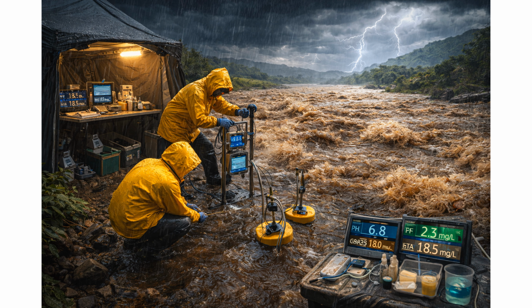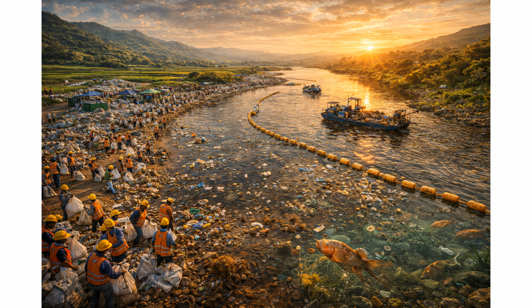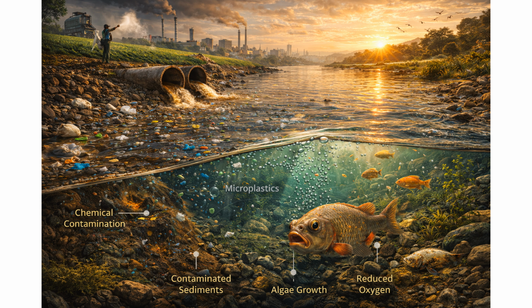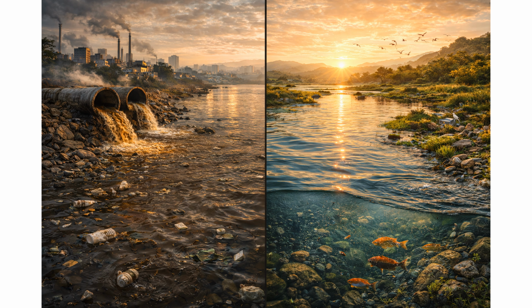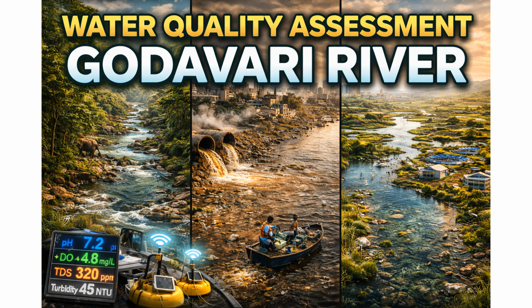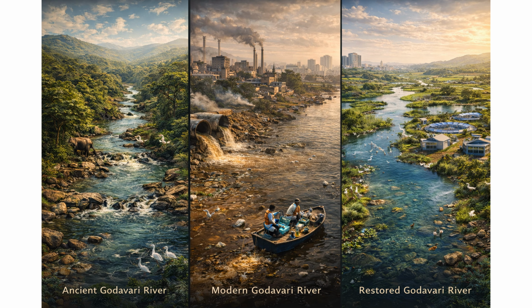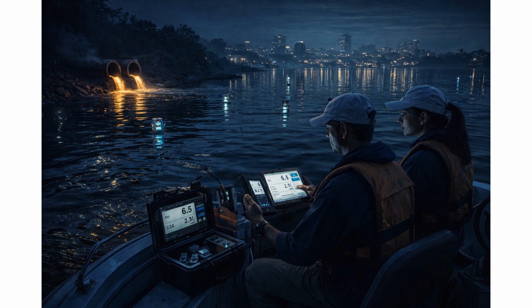Chemical parameters are critical indicators of contamination. Dissolved oxygen is one of the most important measures, as it determines the capacity of water to support aquatic life. Low dissolved oxygen levels often indicate high organic pollution and microbial activity. Biological oxygen demand measures the amount of oxygen required by microorganisms to decompose organic matter in water. Higher BOD values typically signify greater levels of organic pollution.